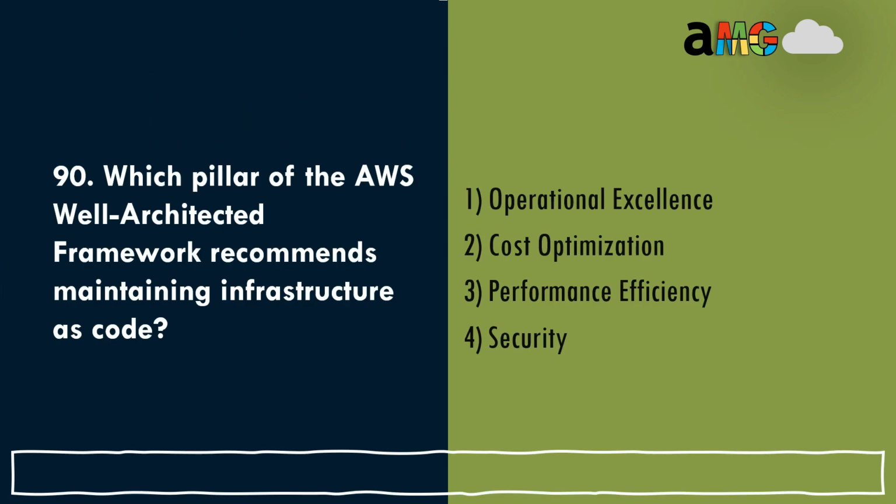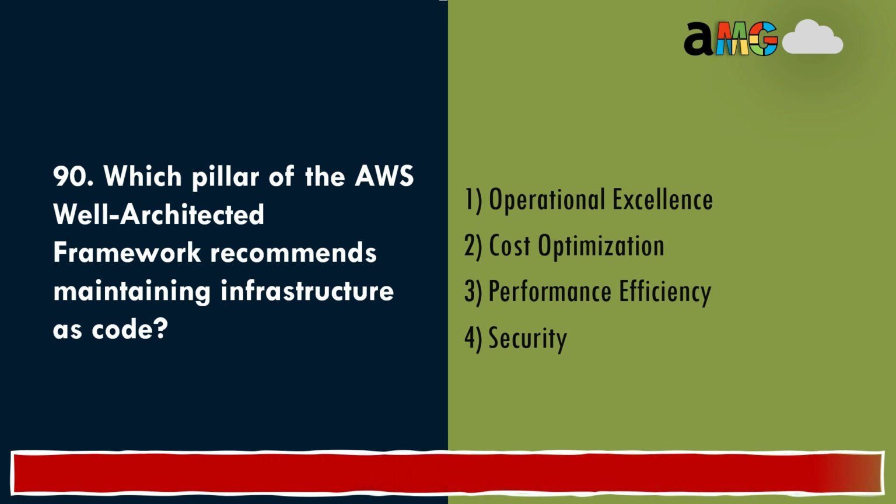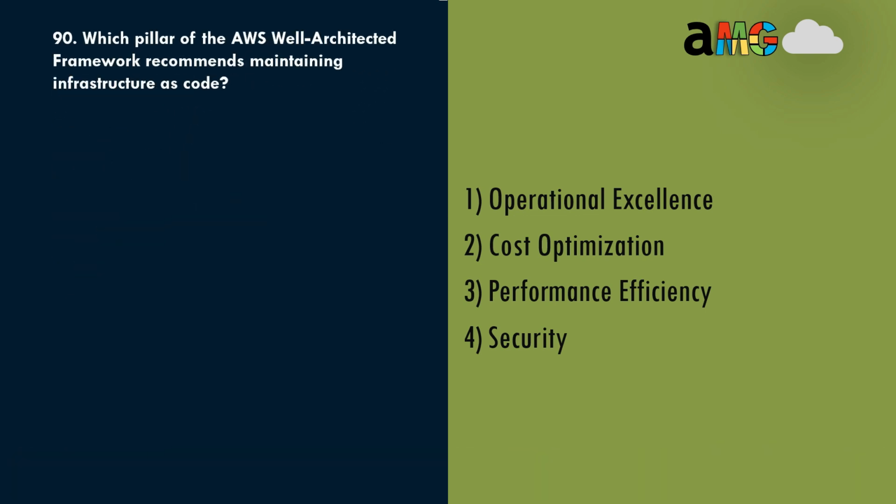Now we are at the last question, question 90. Which pillar of the AWS Well Architected framework recommends maintaining infrastructure as code? Guess the answer. Your time starts now. 10 seconds only. Time is up. Now let us analyze the answers.